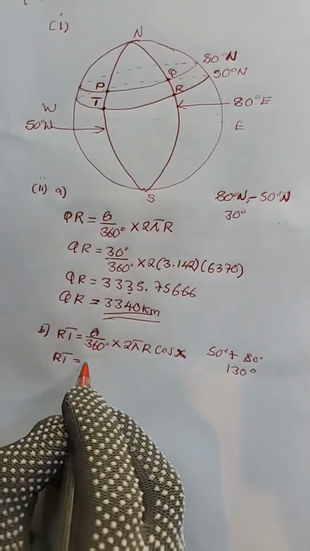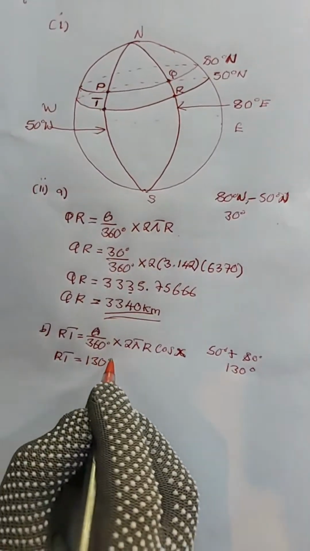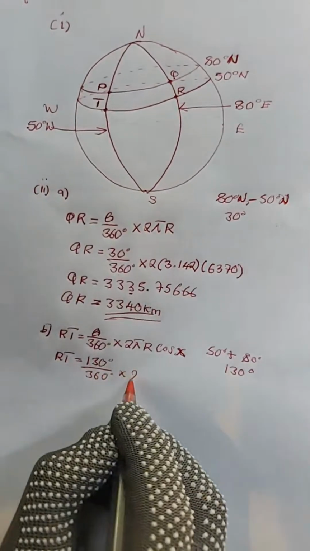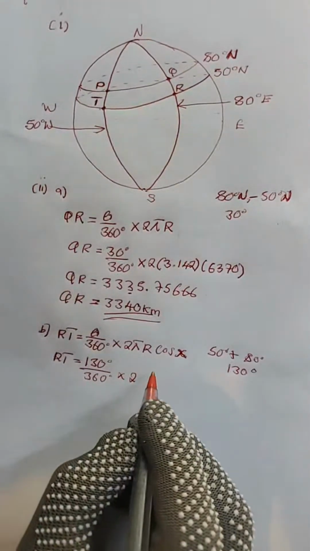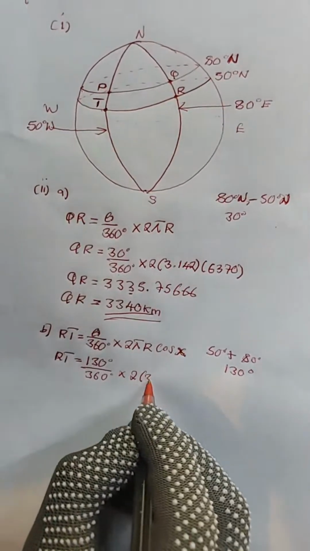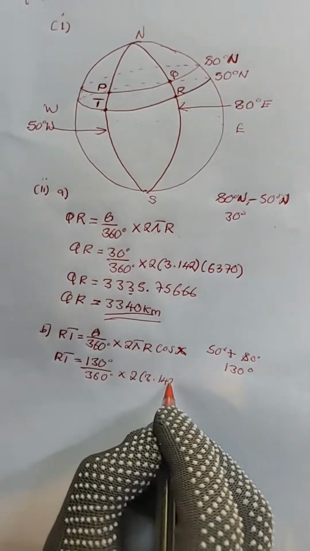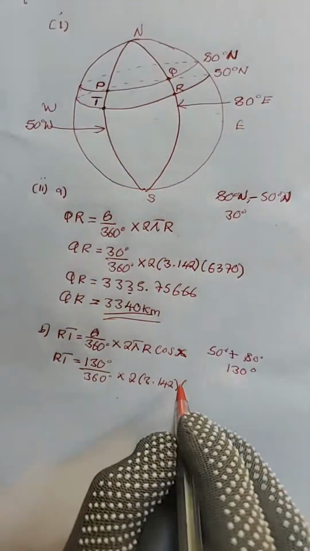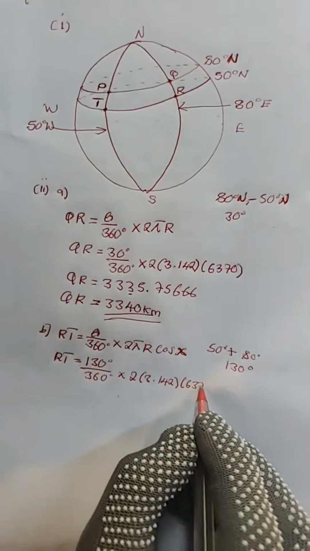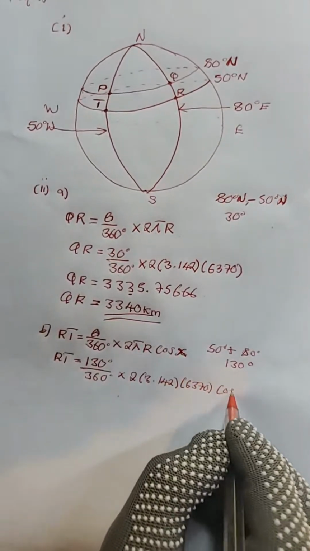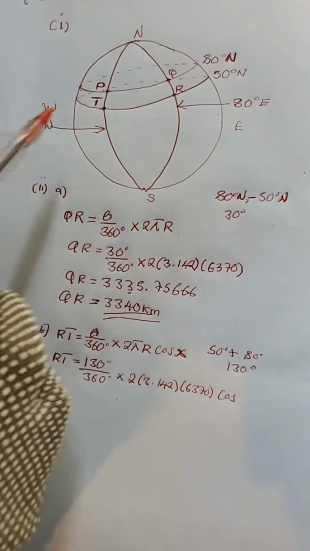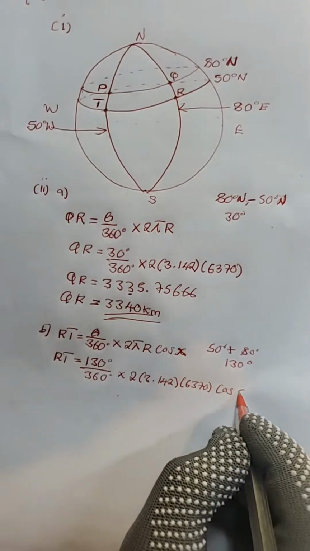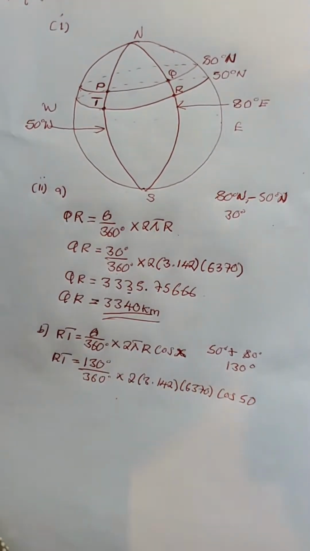Okay, just confirm. So here we're going to substitute with 130 degrees over 360 degrees times 2. Pi is 3.142, so times 3.142. Then the radius of the earth is 6370. Then cos x. X is the latitude on which TR lies, which is the latitude 50. So I'm going to substitute here with 50.